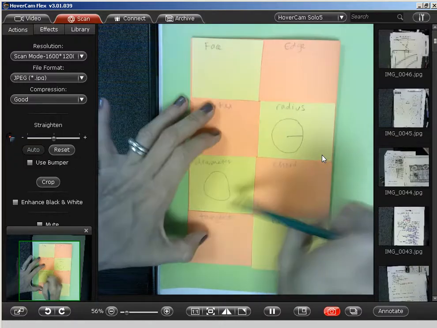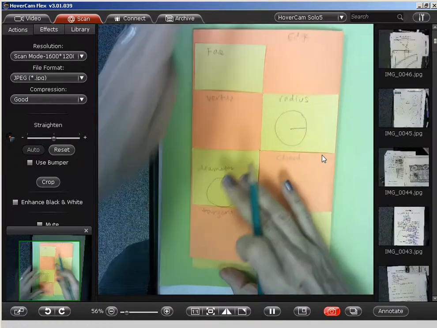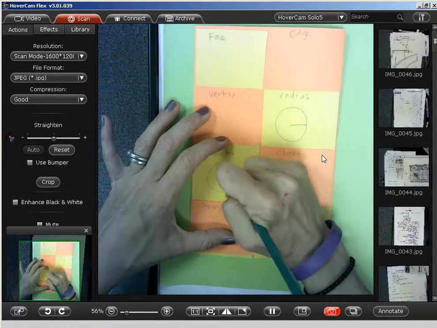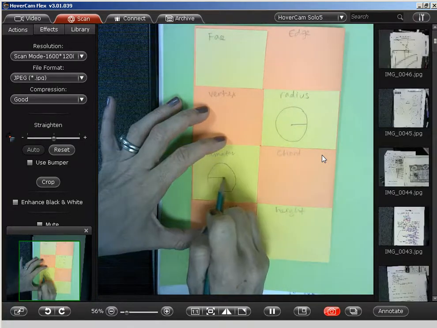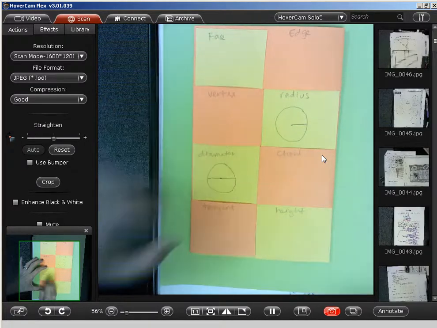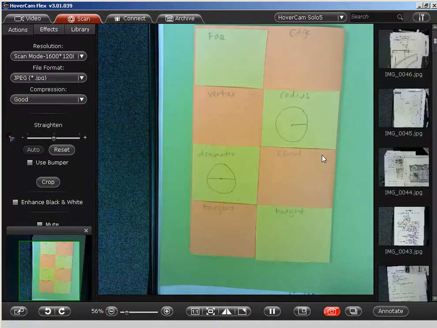A diameter, that's a terrific circle, Mrs. Baum. A diameter, and that is definitely not a circle, but we're going to pretend. Diameter looks like this.